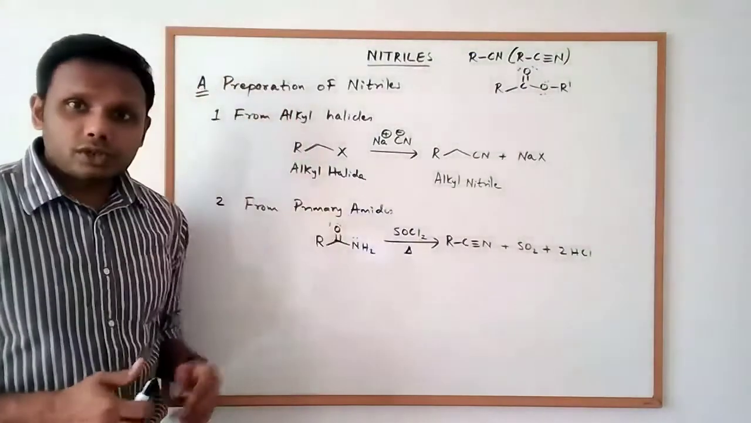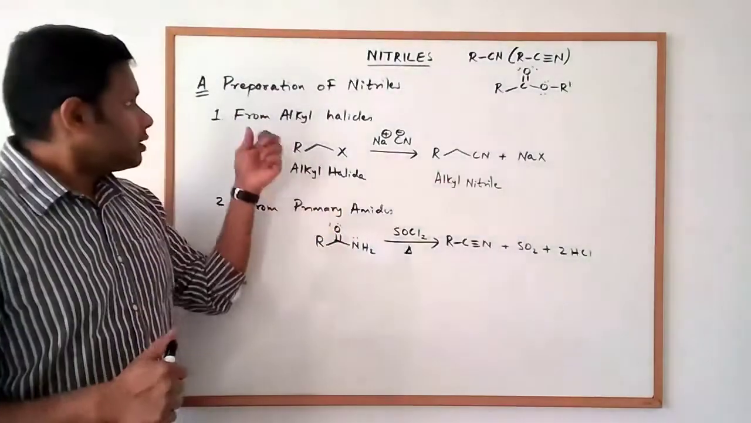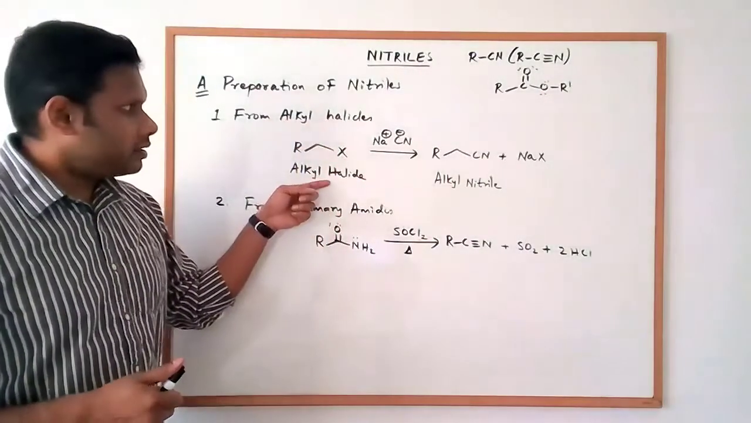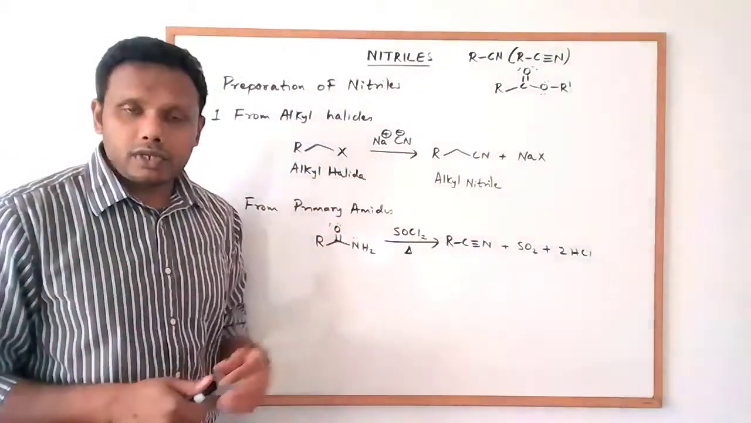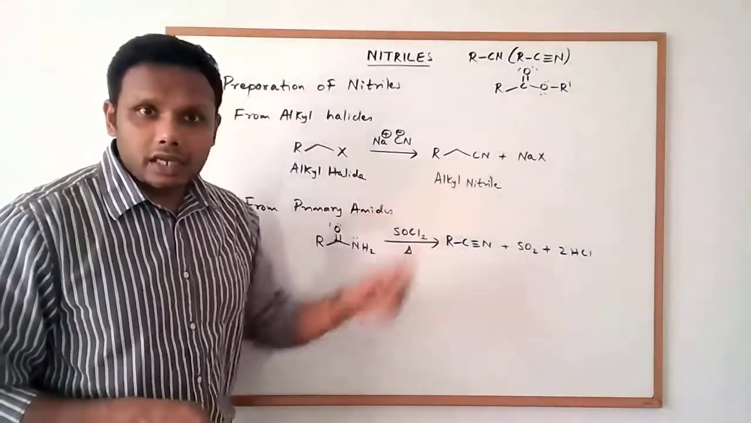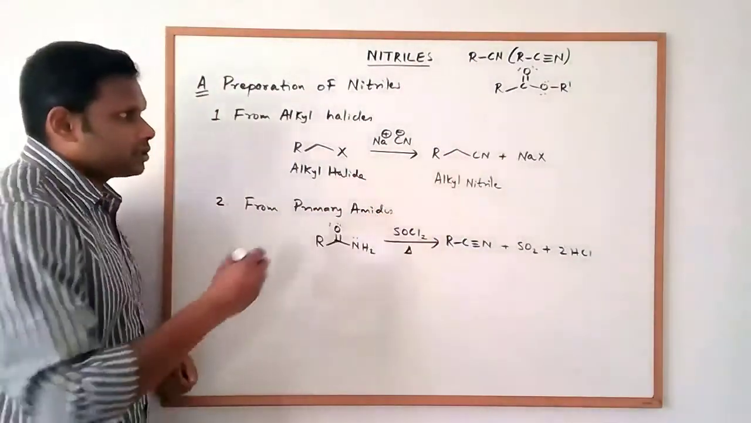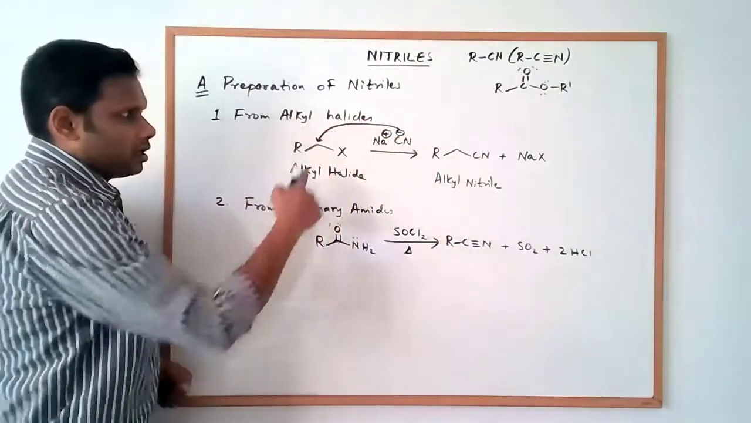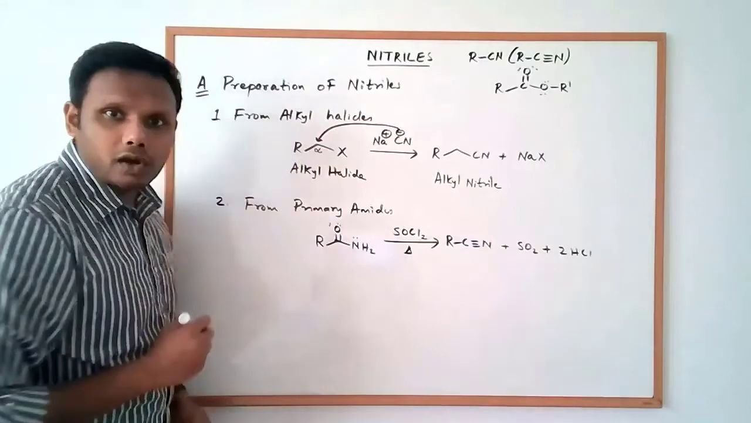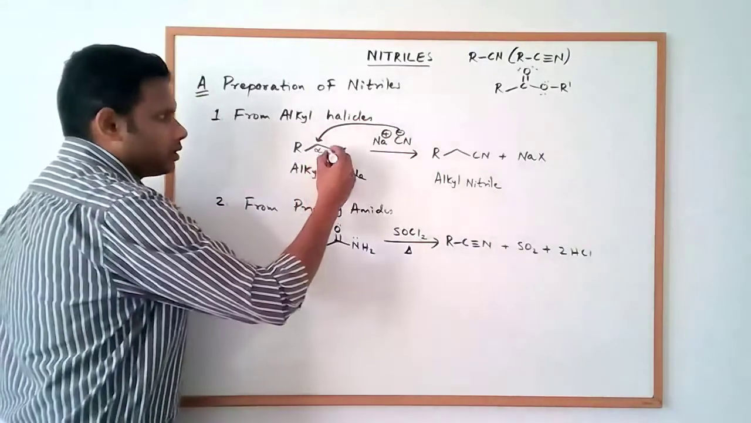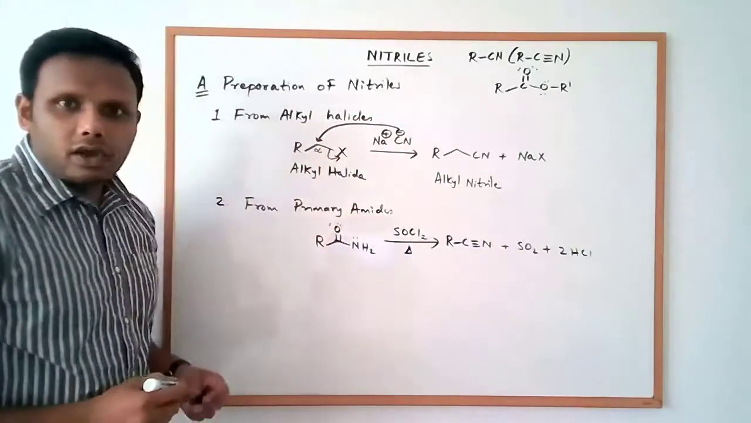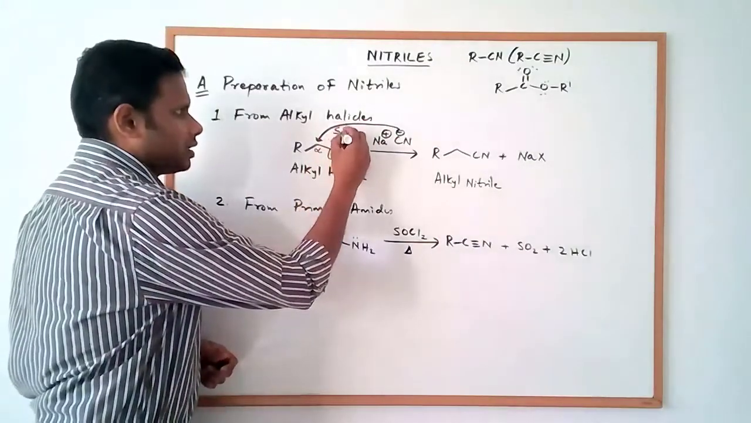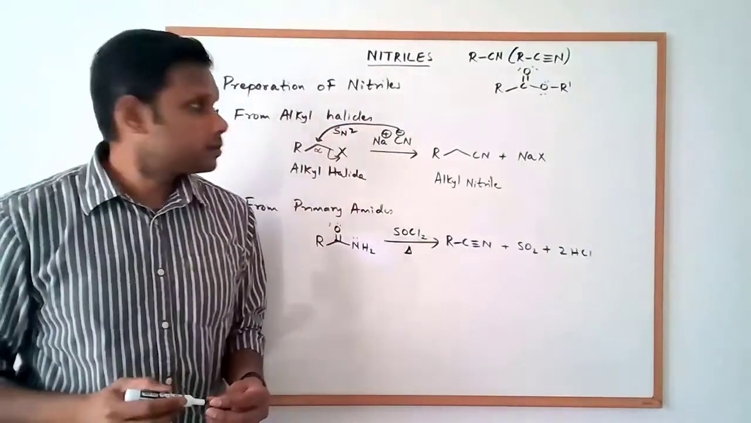As far as the preparation of nitriles is concerned, they're most conveniently prepared from alkyl halides. So if you have an alkyl halide, you can react it with sodium cyanide to get the nitrile product. Now, this reaction mechanistically is an SN2 reaction. So the cyanide attacks the alpha carbon in the alkyl halide with the simultaneous loss of the halogen. So it's a concerted process. This is an SN2 attack.